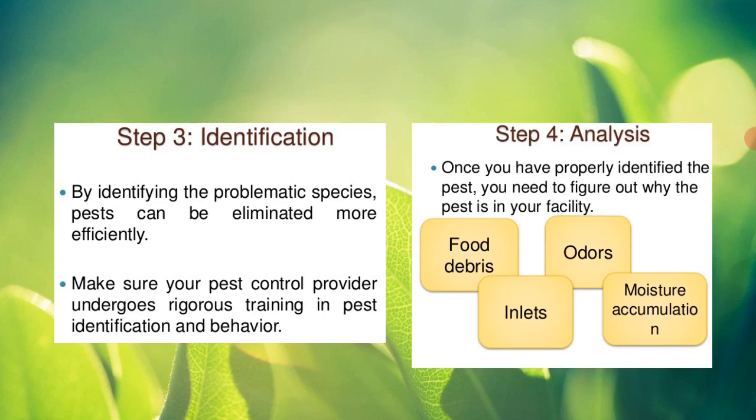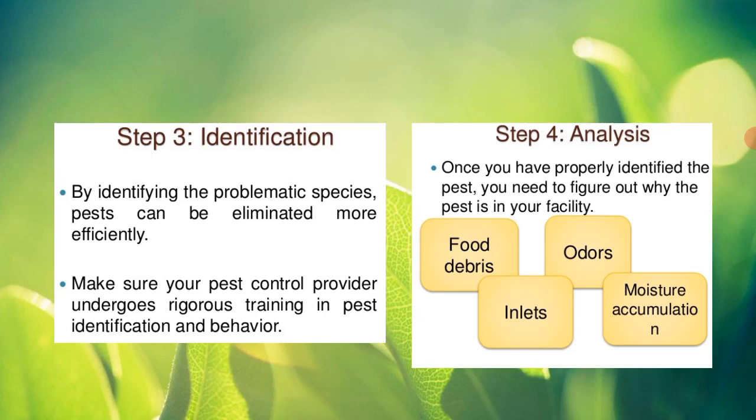First, the foremost possibility is food debris, from which the pest can enter. The second is outdoors, as pests can come from outside. Third is the inlets, and the fourth is moisture accumulation. Maximum pathogens or microorganisms can very well be present in moisture-containing areas. So these are the possible areas for analysis. Now we identified, now we analyzed.